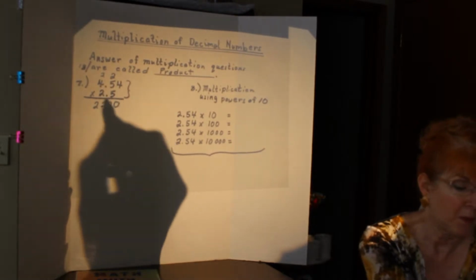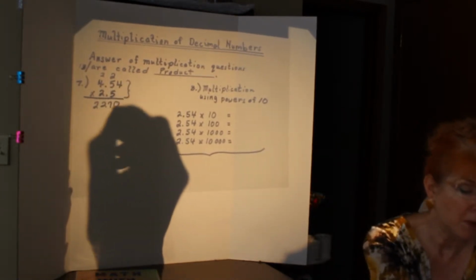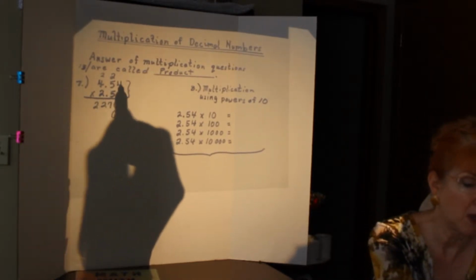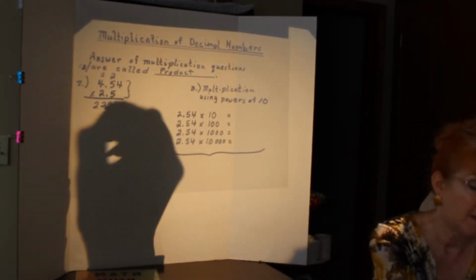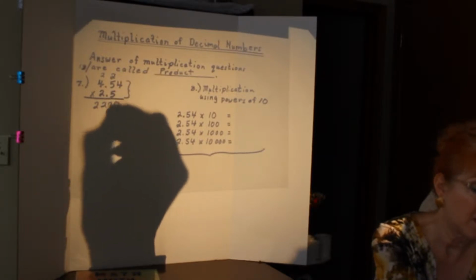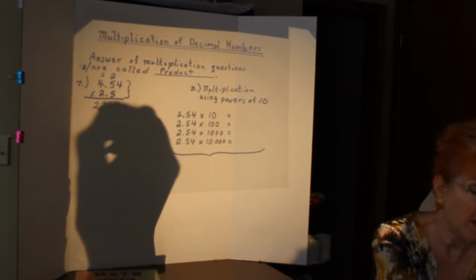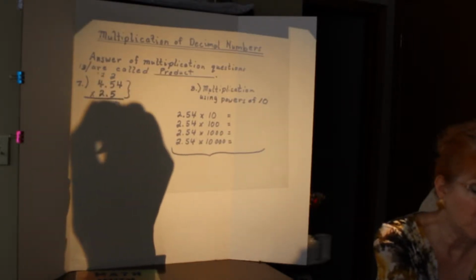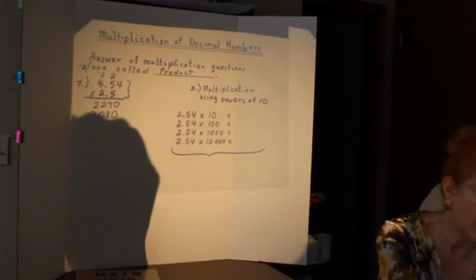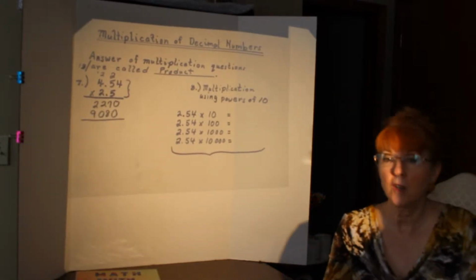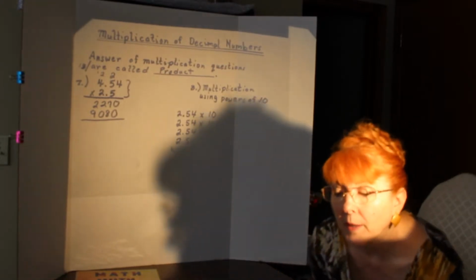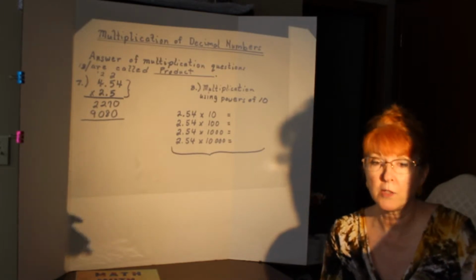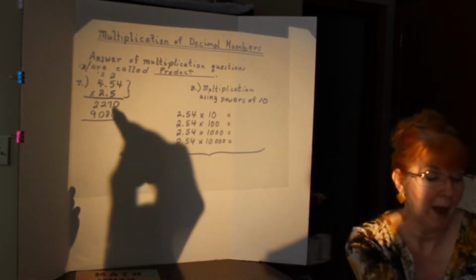Alright, so the next number we're going to put is 0. And we're going to multiply 2 times 4, 8. 2 times 5 is 10. Carry the 1. 2 times 4 is 8 plus 1 is 9. Again, ignoring the decimals altogether at this point, and the only reason I'm ignoring them is because I haven't finished with the question. So I'm going to show you, we add.